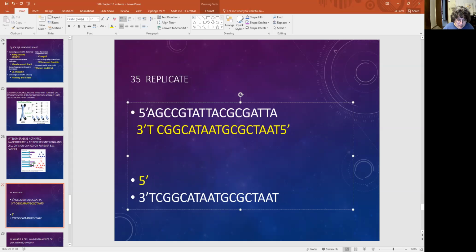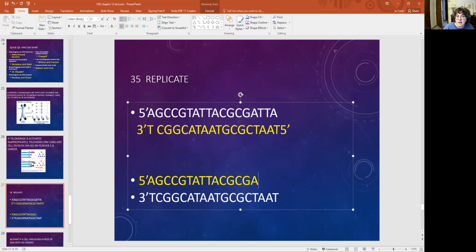So T pairs with A, C pairs with G. We have 2 G's. We're going to pair with 2 C's. C pairs with G. A pairs with T. T pairs with A. 2 A's pair with 2 T's. Got a T that pairs with an A. G pairs with C. C pairs with G. G pairs with C.